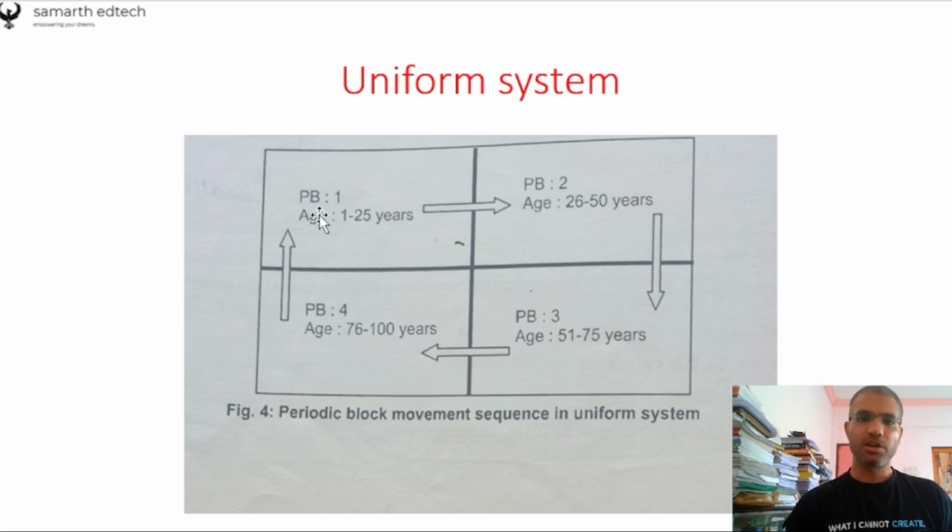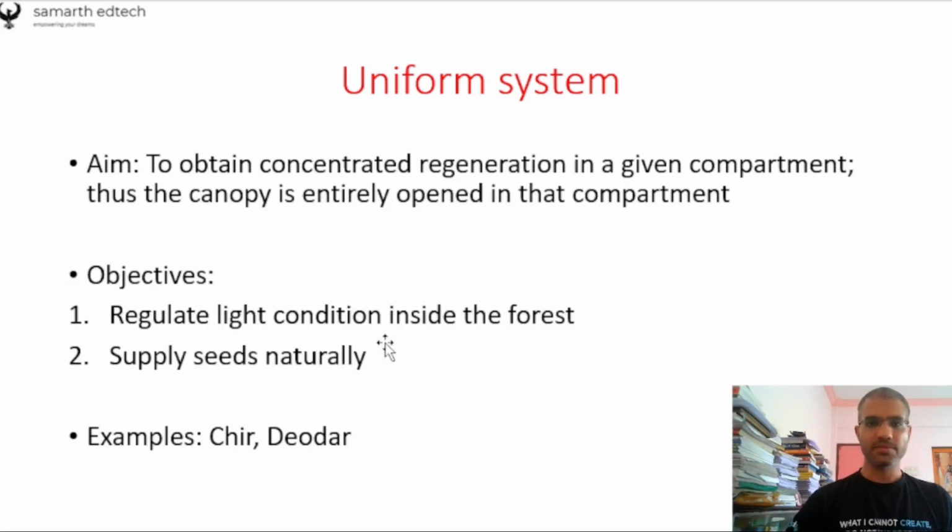So in this particular periodic block, the regeneration cycle will be taken for 25 years. For the next 25 years, we will be taking the regeneration in the periodic block 2. Then in the periodic block 3, the subsequent 25 years, and after that the next 25 years we will be taking the regeneration cycle in the periodic block 4. So just have this concept in mind that periodic block means a particular area or a particular region in a given forest.